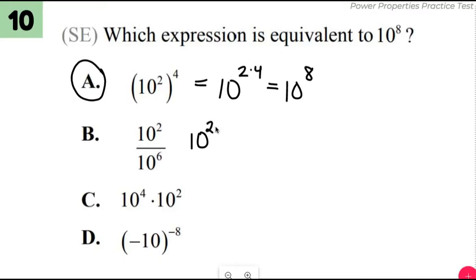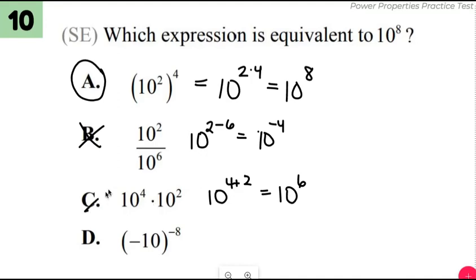So for B, I subtract my exponents. 10 to the negative fourth, not even close. On C, if I multiply, I add my exponents. Nope. And for D, negative 10 to the negative eighth. Oof. That's going to become 1 over negative 10 to the positive eighth. That's not even close. This number is a tiny, tiny number. 10 to the eighth is a big one. So A is my answer.